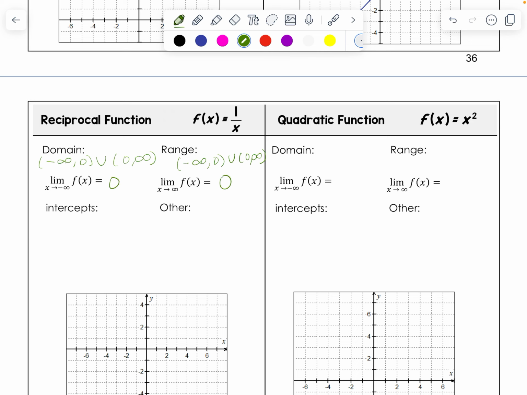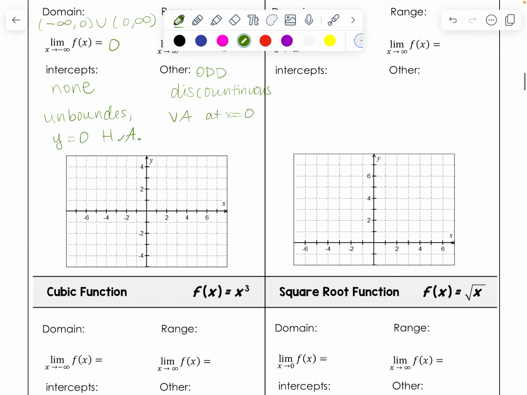The limit as x approaches negative infinity is 0, and the limit as x approaches positive infinity is also 0. It has no intercept, so it doesn't cross the x or the y-axis. We do know that it's an odd function. It is discontinuous, meaning it has a discontinuity, and it's unbounded, but it also has a vertical asymptote at x equals 0, and y equals 0 is a horizontal asymptote. And it looks something like this. It goes through the point 1, 1, and it goes through the point negative 1, negative 1 as well.